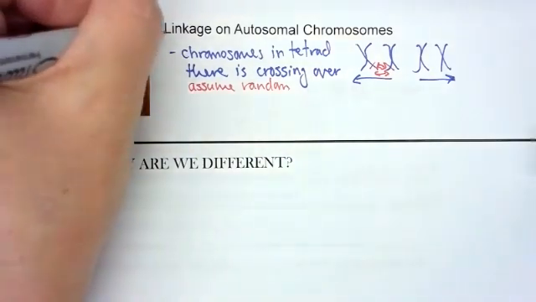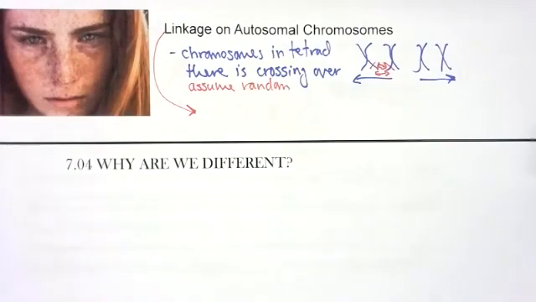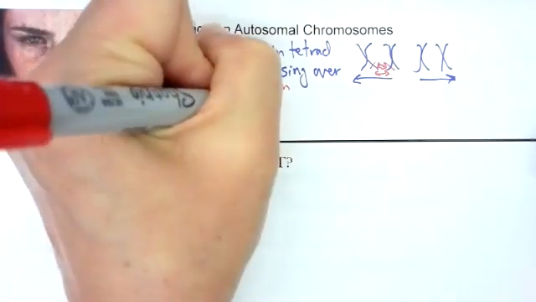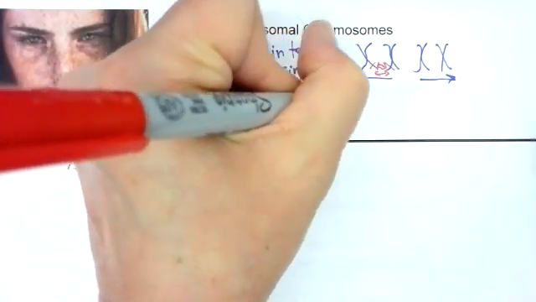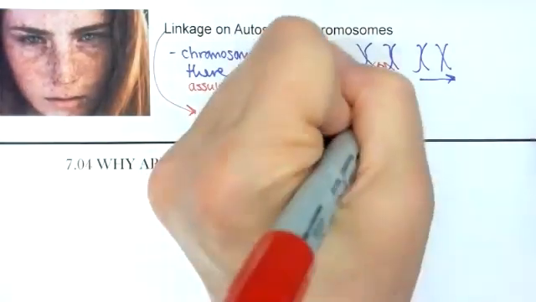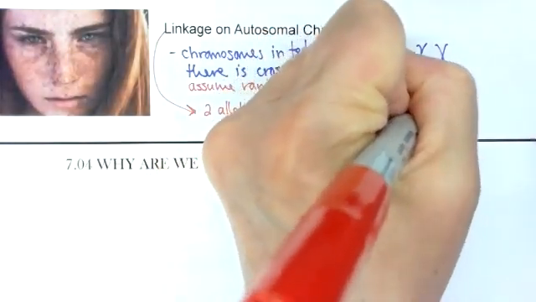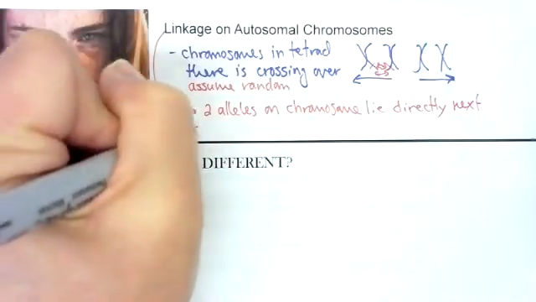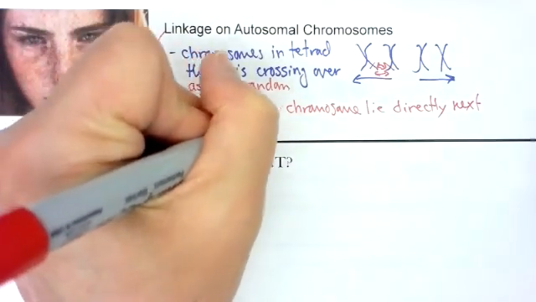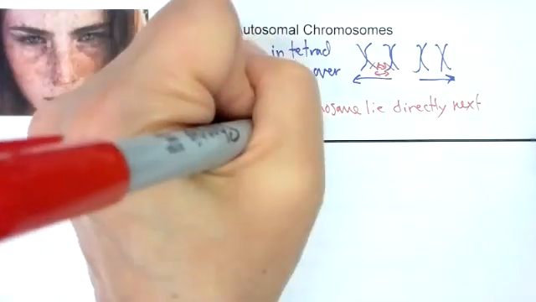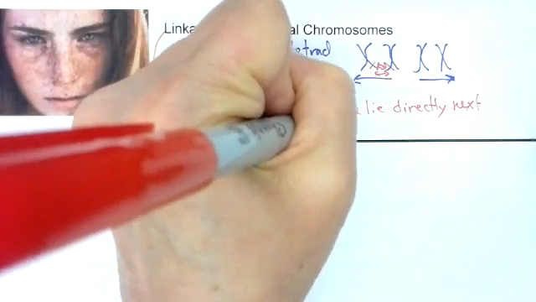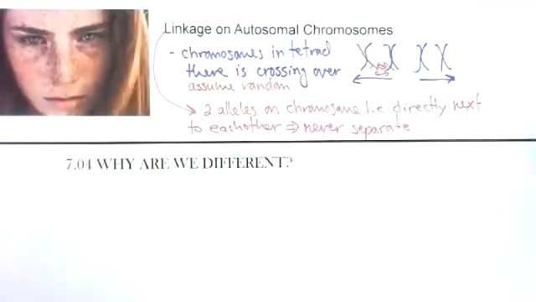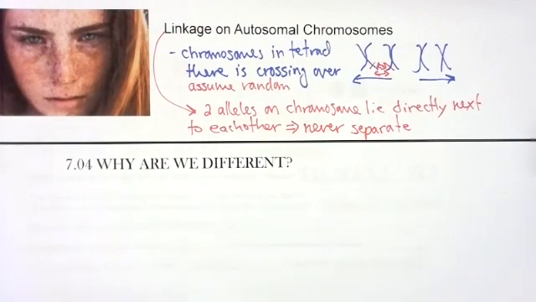But sometimes we get something called linkage. And linkage is when 2 alleles on a chromosome lie directly next to each other. So they never separate. So the result is they never separate. This violates the law of segregation, but it happens.